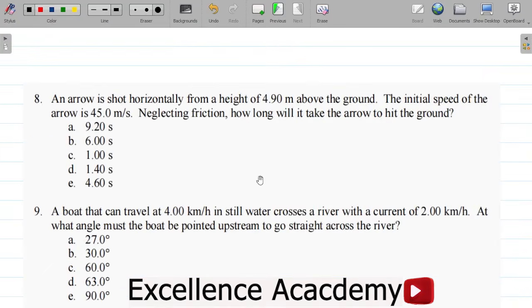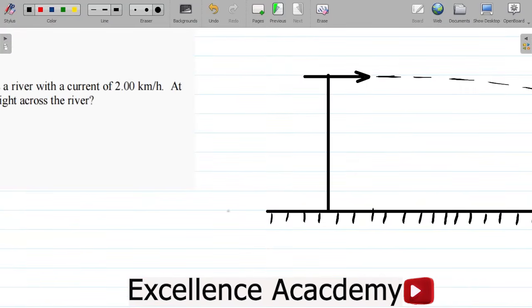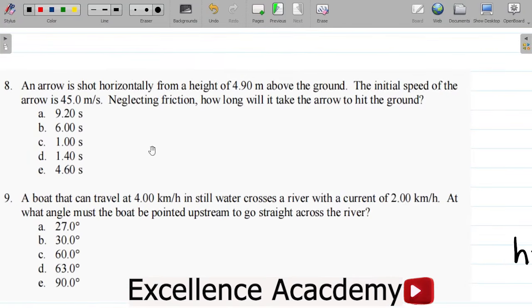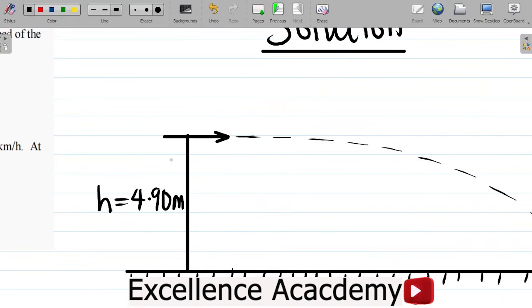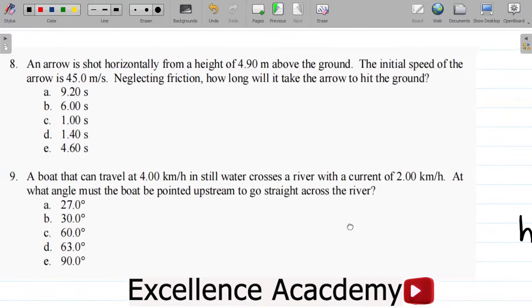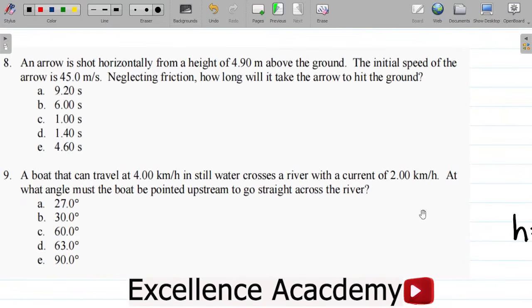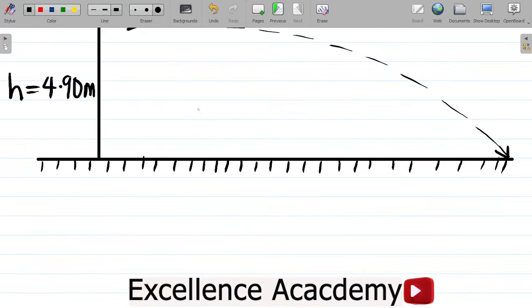They said the height is 4.90, so h is equal to 4.90 meters. The velocity is 45.0. Let's call this u. Initial velocity u is equal to 45 meters per second. They're asking for the time: how long will it take the arrow to hit the ground? So t is unknown.